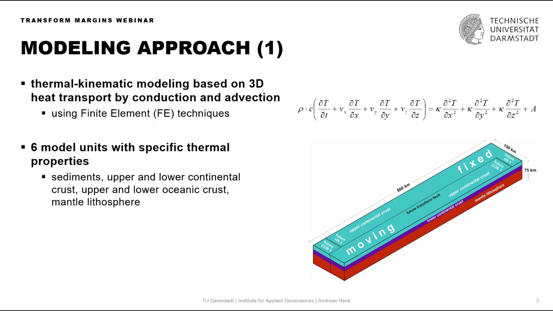The governing equation is shown here on the upper right and uses specific thermal parameters like thermal diffusivity, defined by density, thermal conductivity and specific heat, as well as radiogenic heat production for each of the 6 model units. These 6 model units are the oceanic sediments, the upper and lower parts of each, the continental and the oceanic crust, as well as the mantle lithosphere.